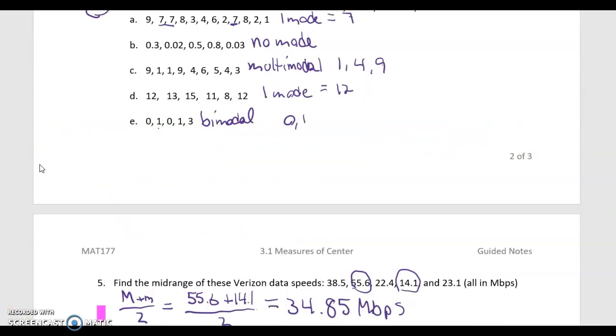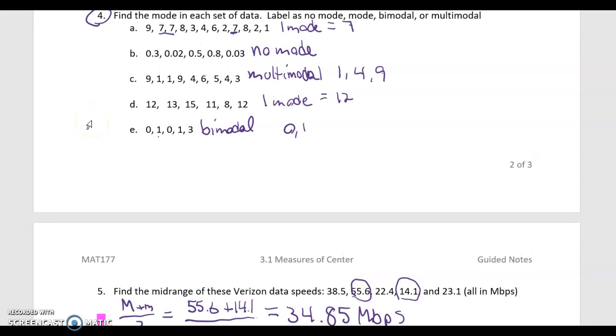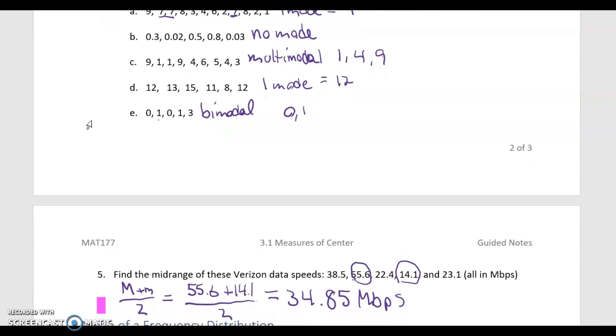For number 4, A has one mode, 7. B has no mode. C is multimodal with modes at 1, 4, and 9. D has one mode, 12, and E is bimodal with 0 and 1 as the modes. Number 5, we find the mid-range of our data to be 34.85 megabits per second.